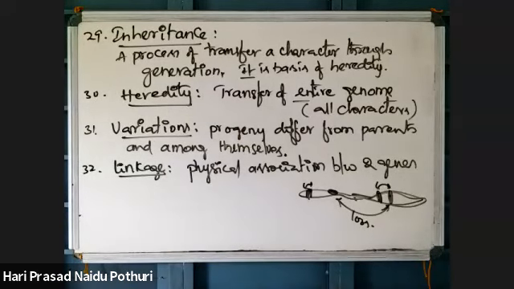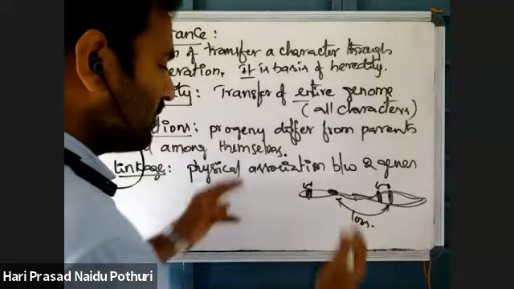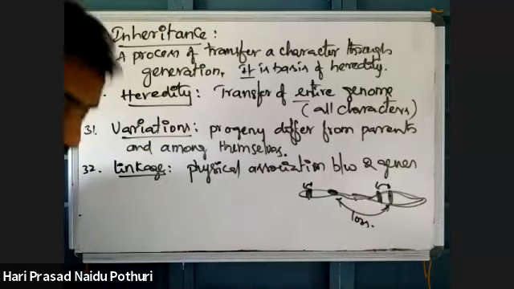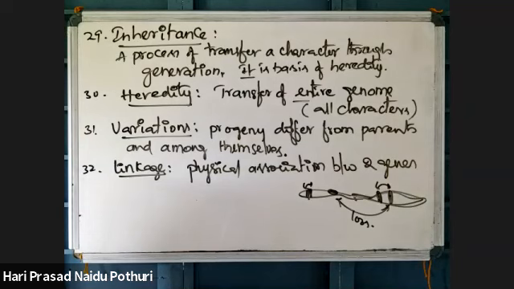If the distance between genes is less, they are more linked. If the distance between genes is more, they are less linked. More linked means genes which are close together. That physical association between two genes is called what? Linkage.